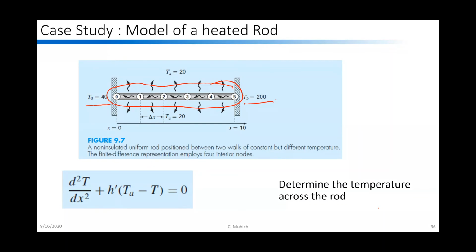As you may recall, if you're in heat transfer, we can write out the equation for heat transfer as the second derivative of temperature with respect to x plus the heat transfer coefficient h prime times (T ambient minus T) to account for convective heat transfer along the rod. And then subject to the boundary conditions, T0 equals 40 degrees and T5 equals 200 degrees.